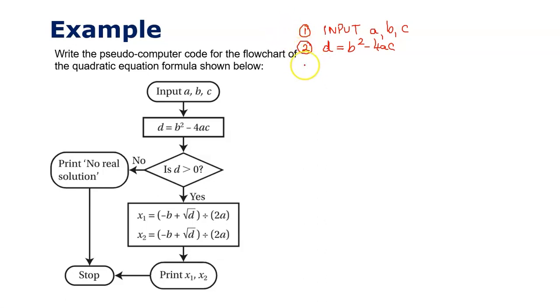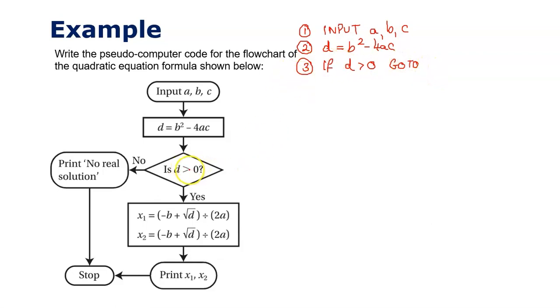Now line 3 seems to be a question: is D greater than 0? So I can write if D is greater than 0. Now you can see I want to go somewhere, so I'm going to say go to some line. I don't know what line number it is going to be yet, so I'm just going to pause for the moment. The reason I have to pause, of course, is I don't really know which line I'm going to go to. So just bear that in mind for a moment.